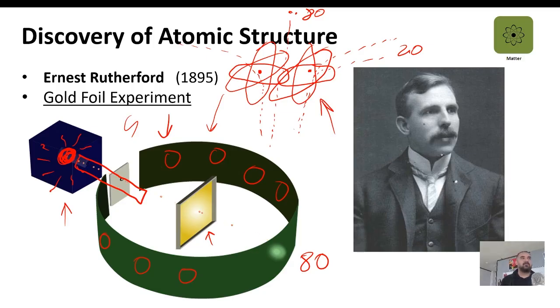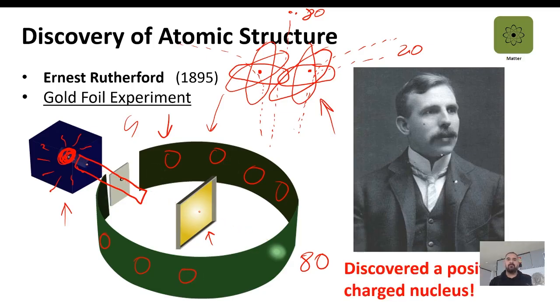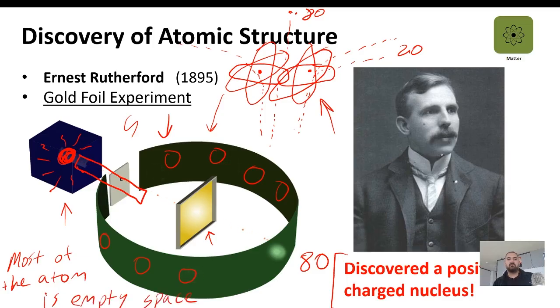And in the Rutherford model, here's what I want y'all to write. Rutherford discovered a positively charged nucleus, and he discovered that most of the atom is empty space. So he discovered the positively charged nucleus, and he discovered that a majority of the atom is made up of empty space. He also gave us this really cool looking model of the atom.